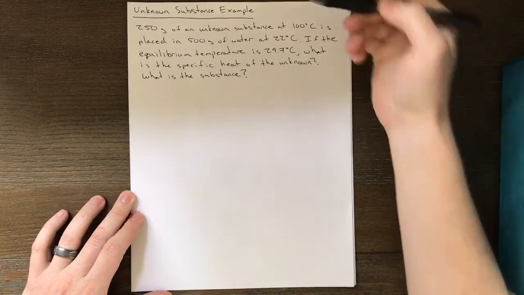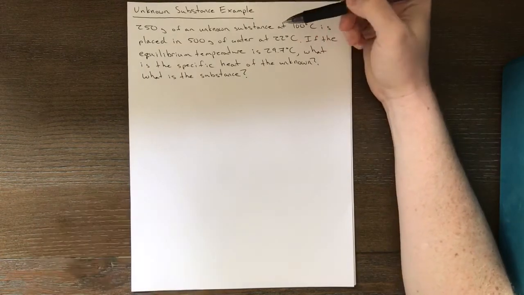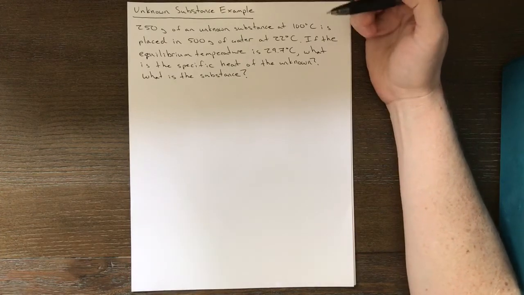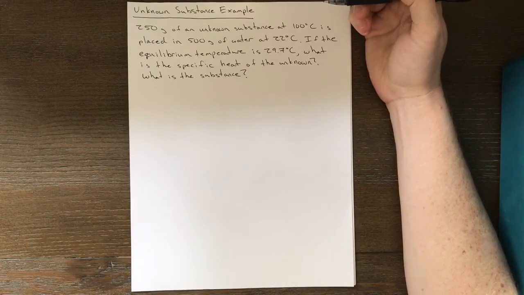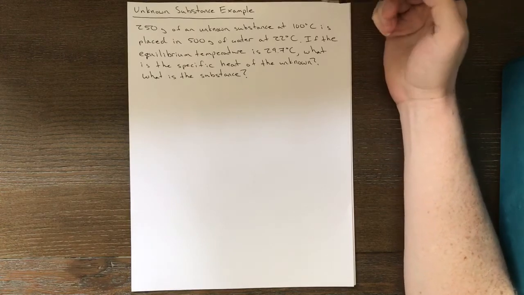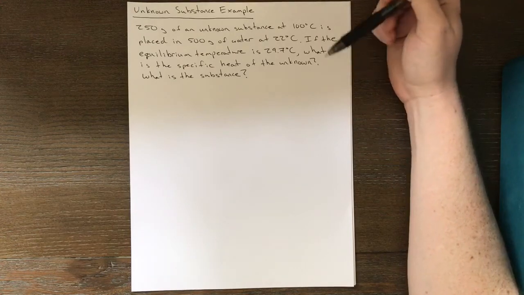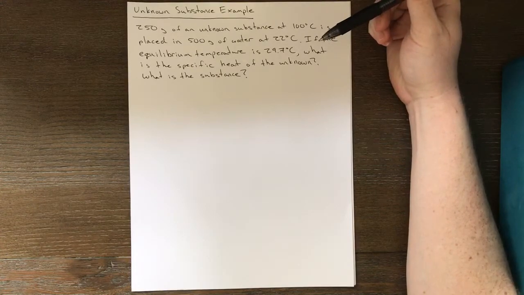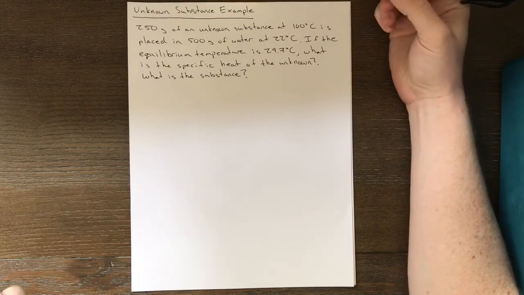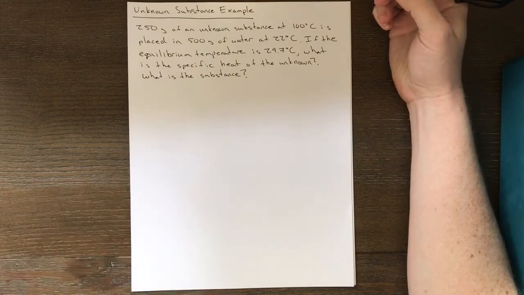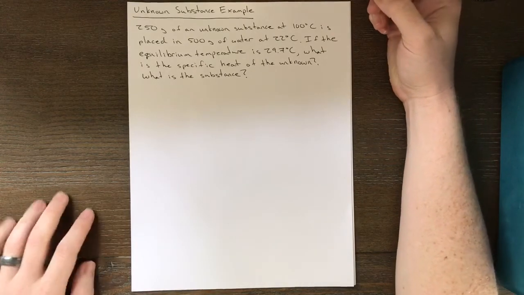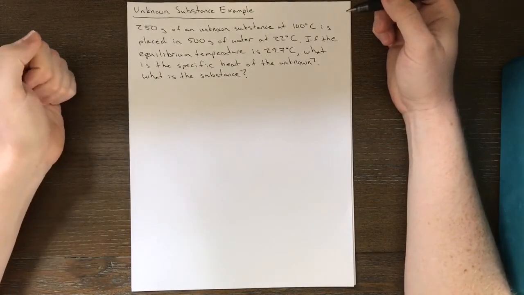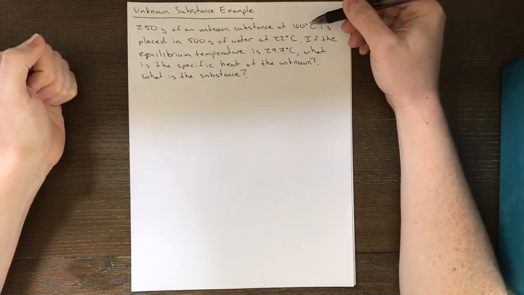Alright, so let's get to our last example, an unknown substance example. One of the ways we can use the knowledge from this chapter is to determine unknown substances. One way of doing that is heating them up, putting them in water, and observing how the temperature changes. The way in which heat is transferred from your object or your substance to the water helps you determine what that substance is. So, in this example, we have 250 grams of an unknown substance at 100 degrees Celsius.